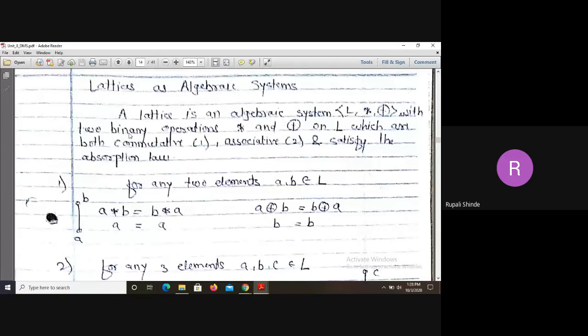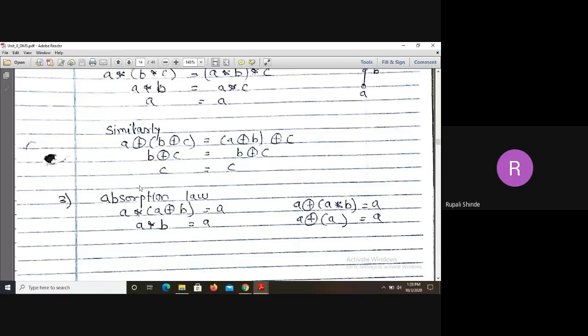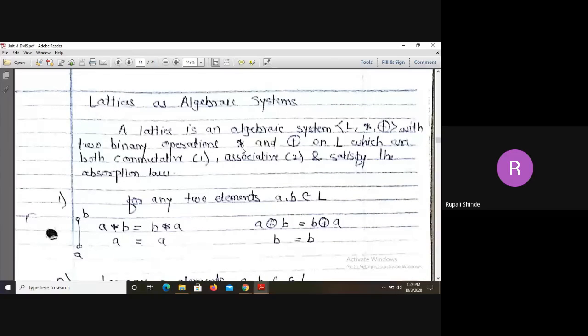Whatever properties we have mentioned for lattice as algebraic system, first we have proved commutative, second associative. Now we have to prove absorption law, that is, lattice satisfies absorption law. Here absorption law is written: A star (A XOR B) is equal to A. First again we will check this bracket A XOR B, which means the least upper bound of A and B. And what is this least upper bound of A and B? It is B.